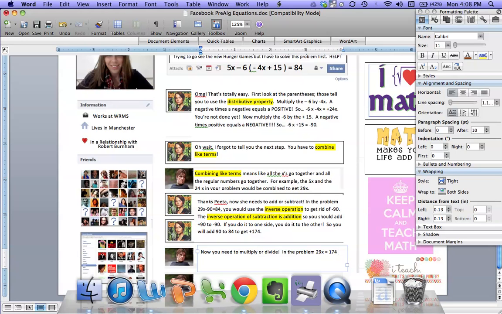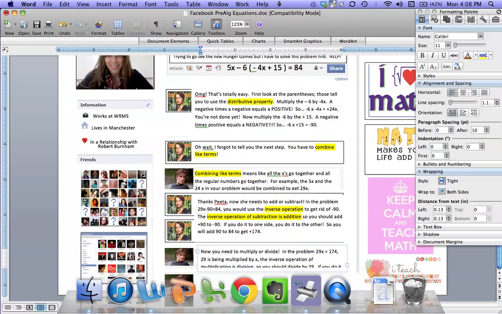So in this problem, 29 is being multiplied by x. The inverse operation of multiplication is division. So you should divide by 29. If you do it to one side, do it to the other.